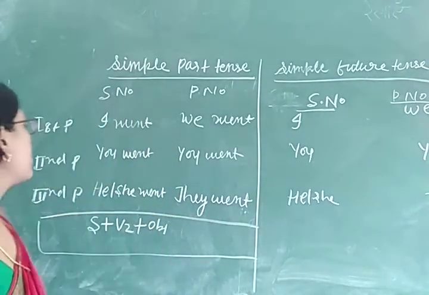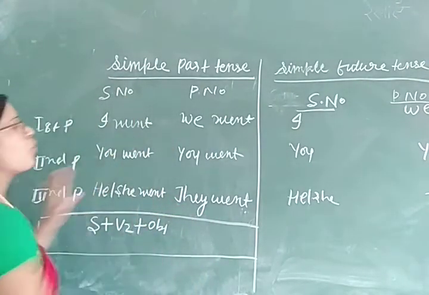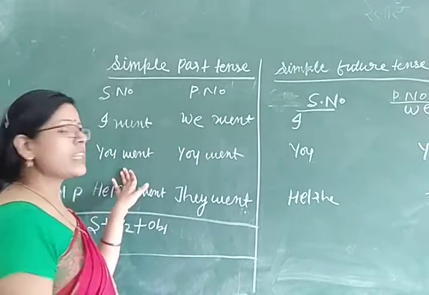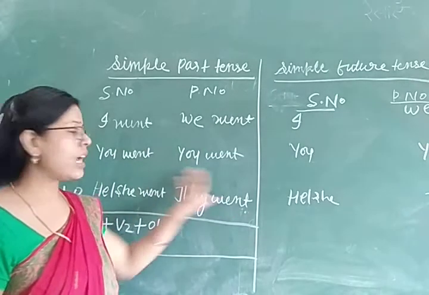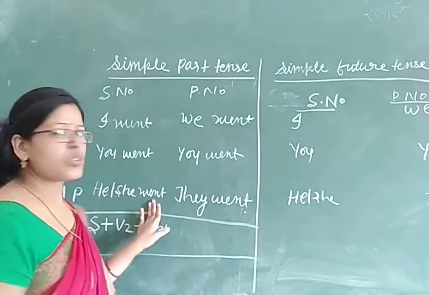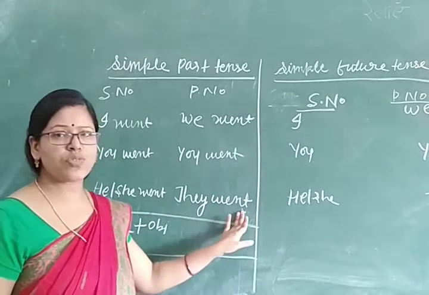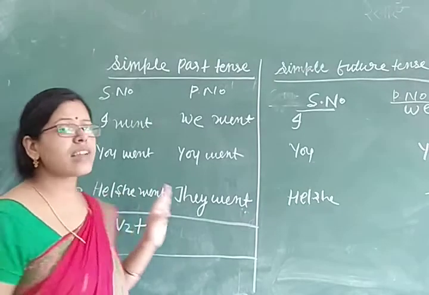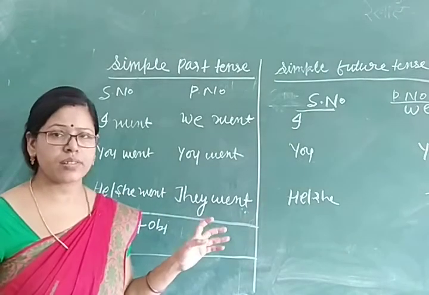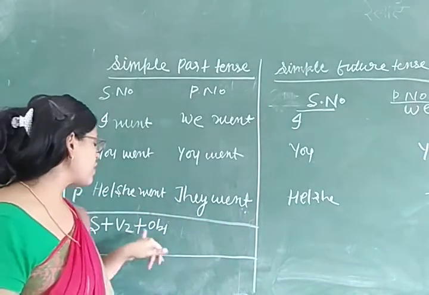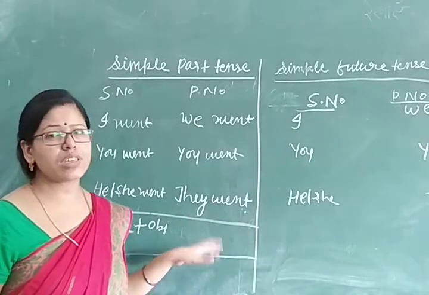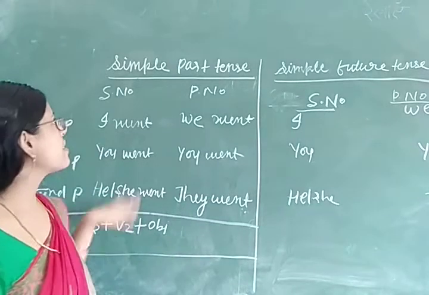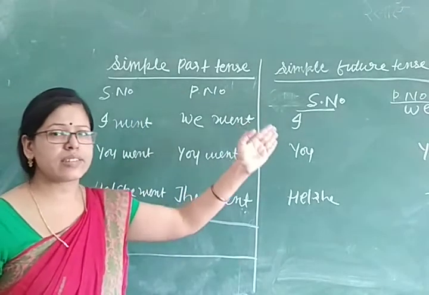Alright? See here, I went, we went, मैं गया, हम लोग गए, you went, आप गए, आप लोग गए, she went, वह गई, and they went, वे लोग गए. So in this way, we can understand if we are getting this structure subject plus V2 plus object in any sentence, it means that this sentence is example of simple past tense.